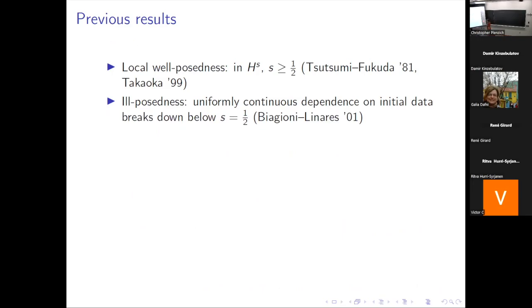When you try to study well-posedness, the first step is understanding the local well-posedness. So for this equation, local well-posedness was known in H^s for s greater or equal to 1/2. So quite far from the L2 that we are interested in.